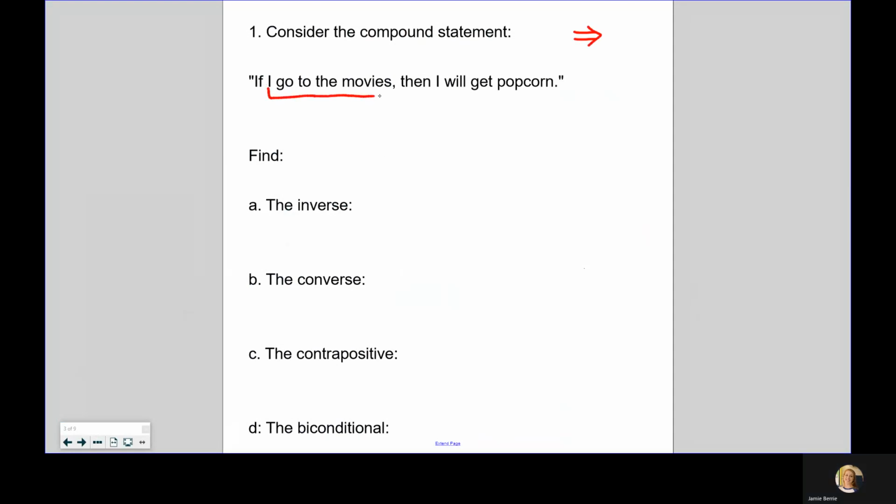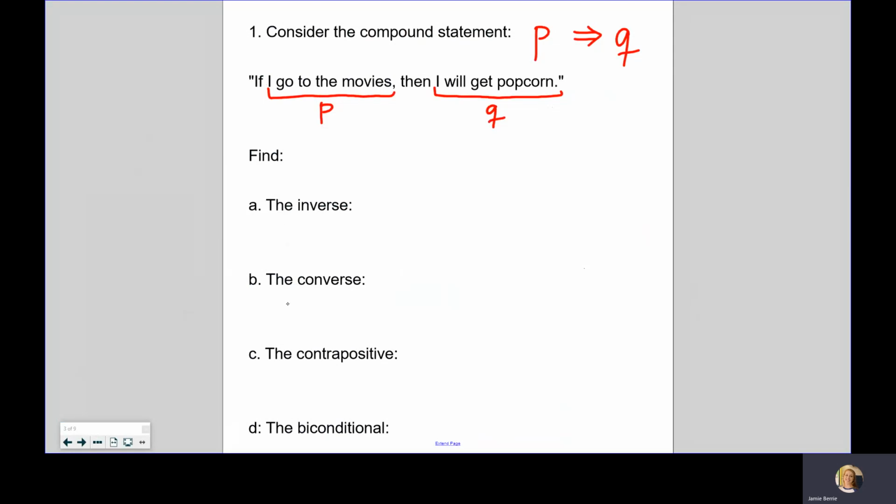So if I go to the movies, let's call that statement P. So if P, then Q. So Q is the statement I will get popcorn. So that's our original statement, P implies Q. If I go to the movies, then I will get popcorn. And we're going to go ahead and write in the symbolic version of all these things.